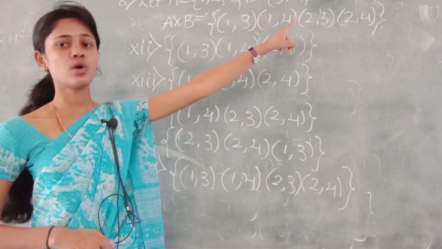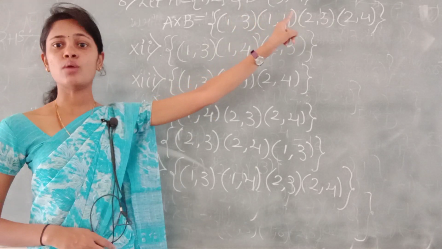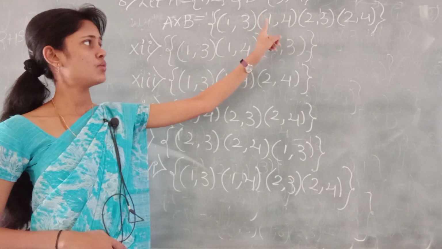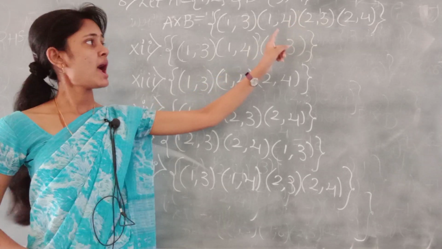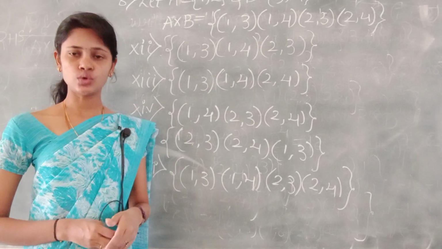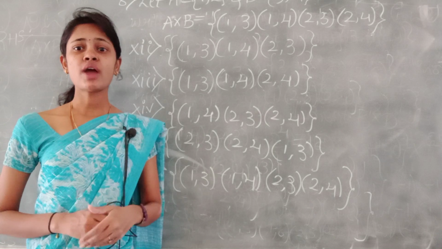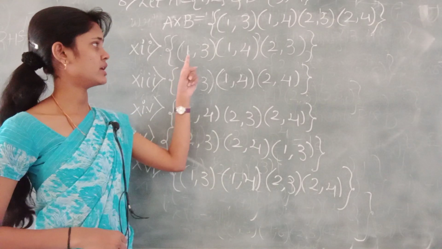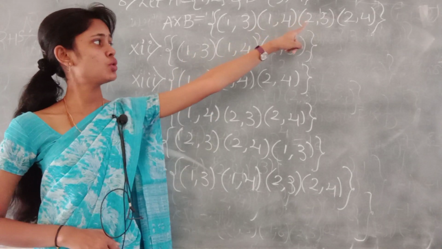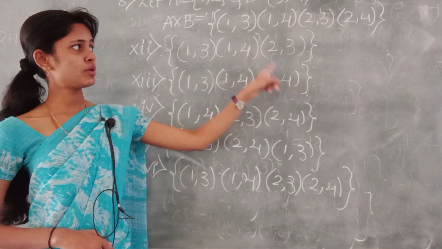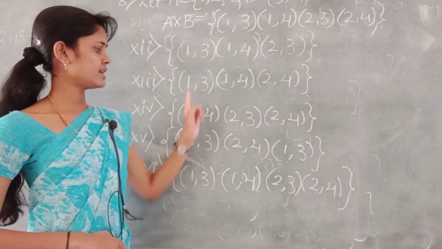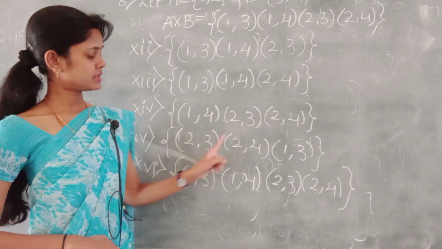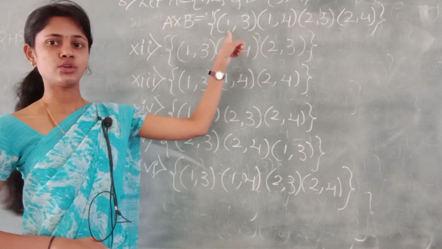Next what you had written, the sets containing 2 ordered pairs: (1,3), (1,4); next (1,3), (2,3); next (1,3), (2,4); next (1,4), (2,3); (1,4), (2,4); and then (2,3) and (2,4). Next, the subsets containing 3 ordered pairs, and then the set containing 4 ordered pairs.